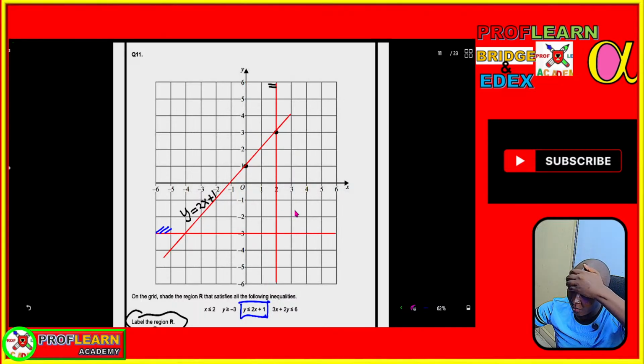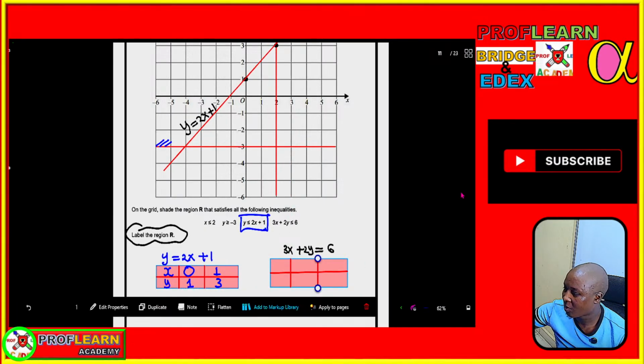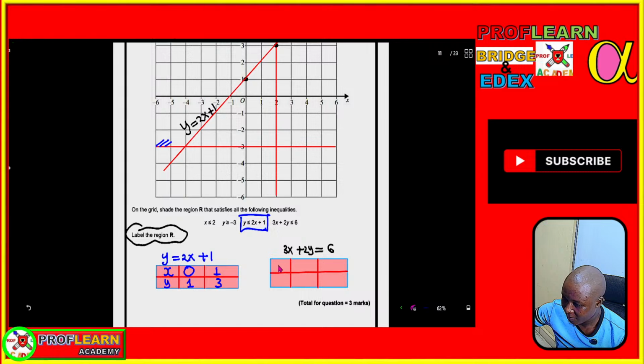So the next line we are going to draw is 3x plus 2y equals 6. Also, we need a table of values for this line. So let me just have a table of values for that. I believe we are following on how we should go about this, and I should have my x and I will have my y.